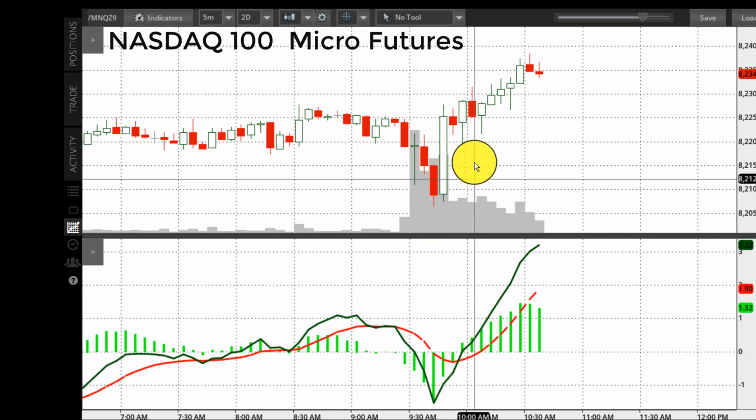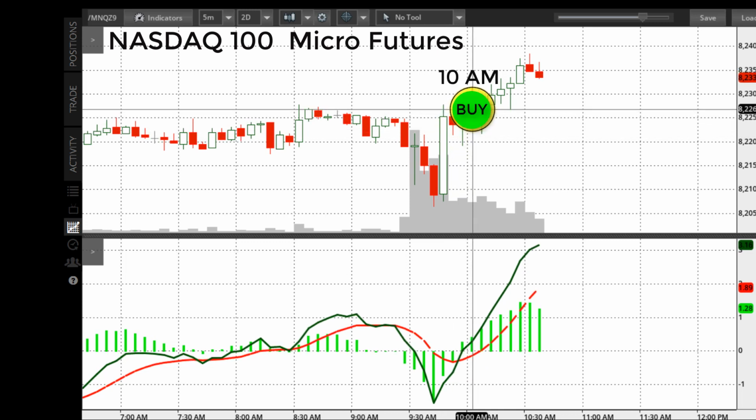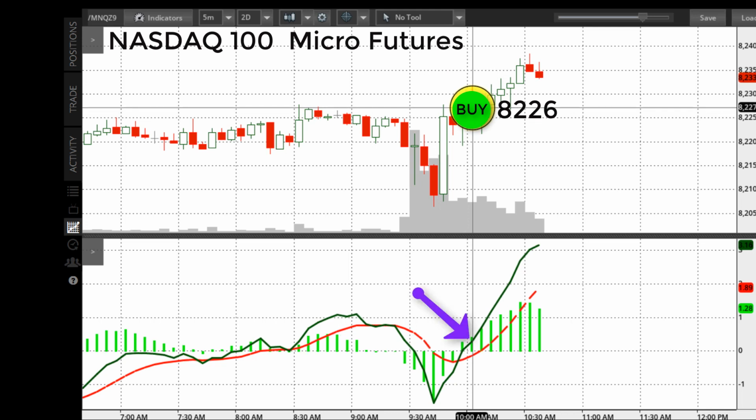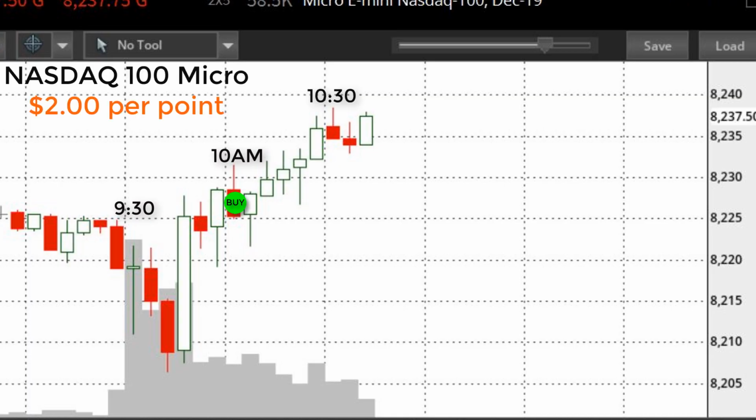Now, what happened is we get a buy signal over here, but not until 10 o'clock. We wait until the green line is well above the red line for a very clear buy signal. See that there? Okay, now as a trader, we have no idea what's coming next in the market. We're in the NASDAQ100, long one contract at 82.26. We're up 10 points, that's $20 at 82.36 at around 10:30.